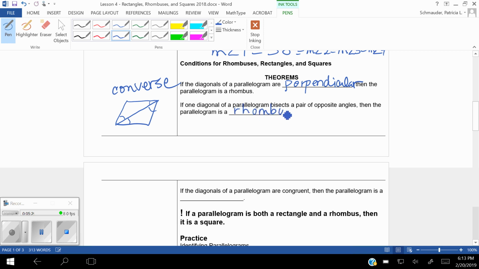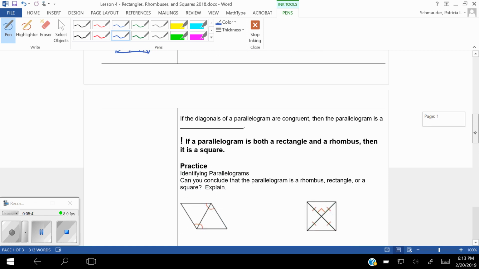So I know it's a rhombus even if I only know that one diagonal bisects one pair of opposite angles. If I drew in this diagonal, I know that it also bisects these opposite angles, but I don't have to know that both of them do that. I only have to know that one pair of opposite angles is bisected.